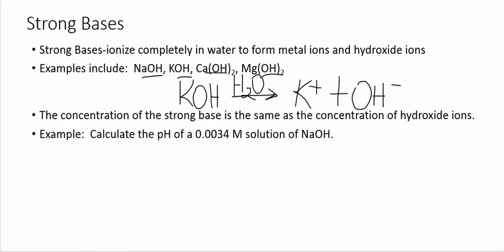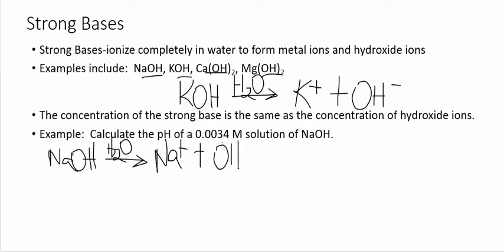Let's look at an example. Calculate the pH of a 0.0034 molar solution of NaOH. Well, NaOH is a strong base. So when I put it in water, it completely ionizes into Na+ and OH-. Concentration of NaOH, 0.0034. Since it's a strong base, the concentration of OH is also 0.0034.